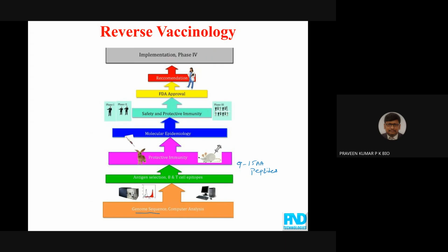If you see, whatever peptides we have designed in the computational part from the genome and other databases and tools, we can directly synthesize in the peptide laboratories, and these peptides can be tried with in vivo experiments, that is, in preclinical studies. In preclinical studies, we can try the computationally developed sequences. After trying these peptides, we can also understand the molecular epidemiology.